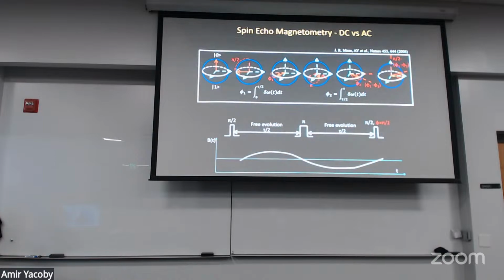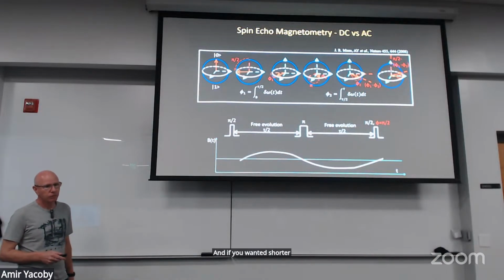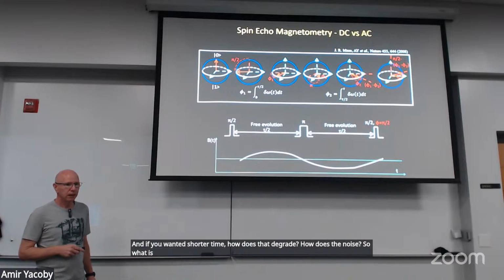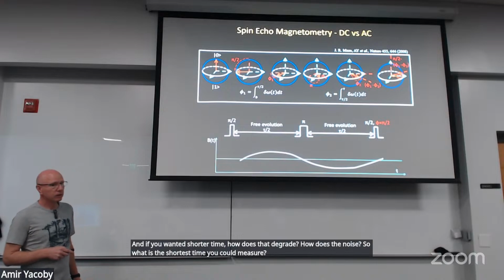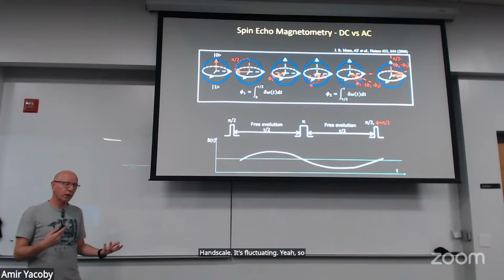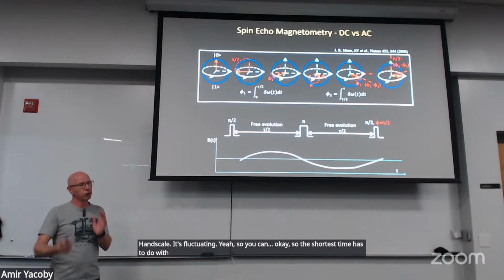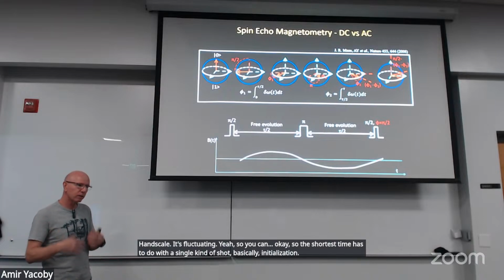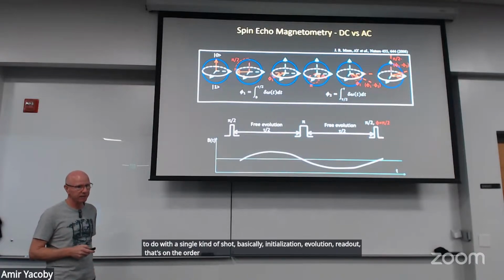And if you wanted shorter times, how does that degrade? What is the shortest time you could measure? Yeah, so the shortest time has to do with a single shot, basically initialization, evolution, readout. That's on the order of a few microseconds.